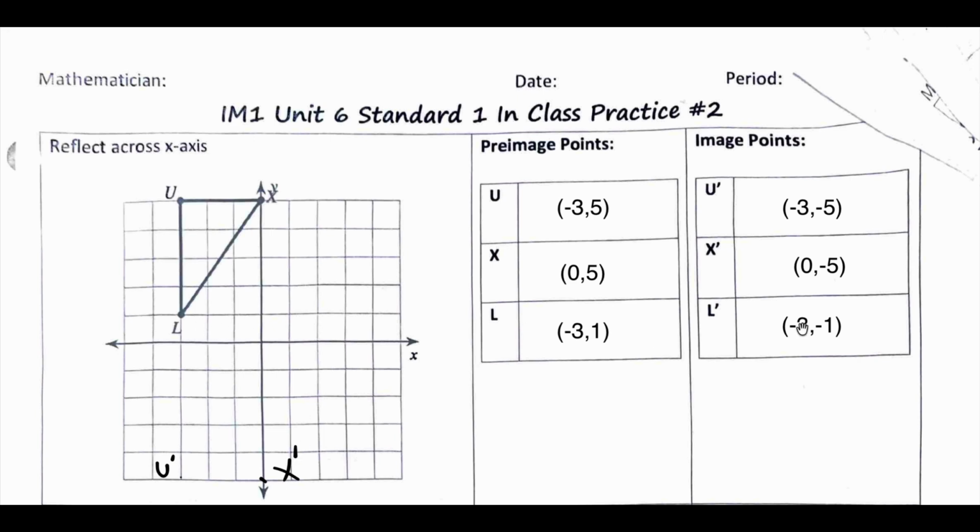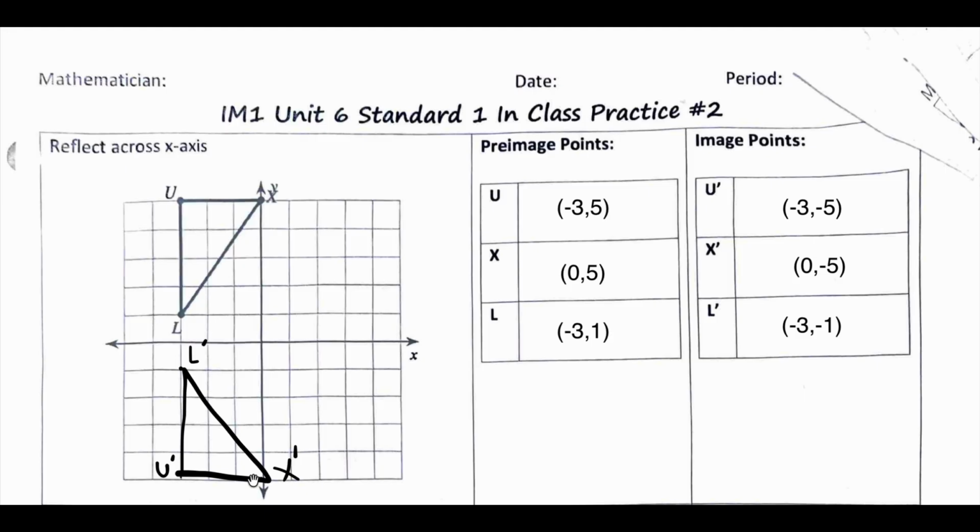And then L, I can see is -3, 1. So that's going to be right here. And then I can just connect those. So that's going to give me something like this. And as you can see, this shape has been reflected over the x-axis. It has the same x values, but opposite y values.